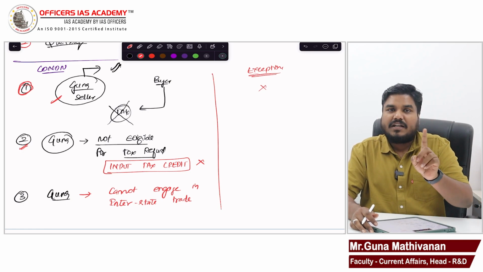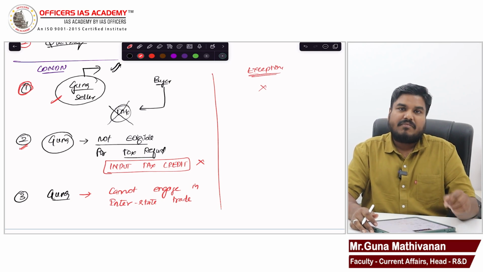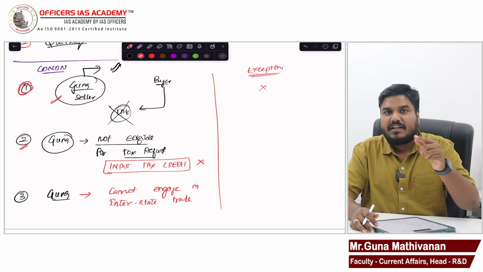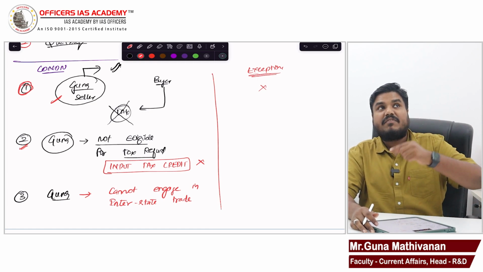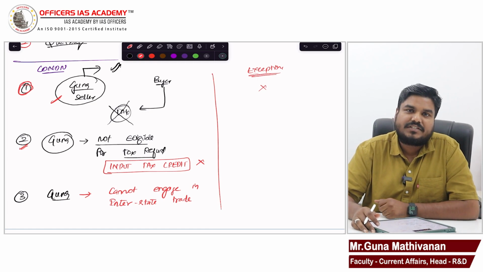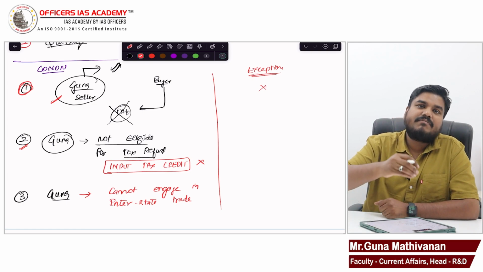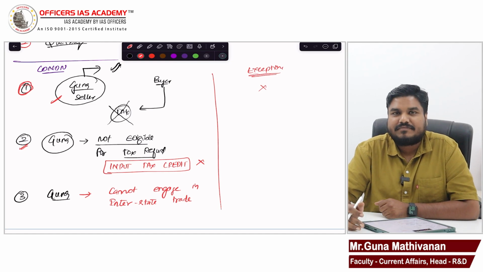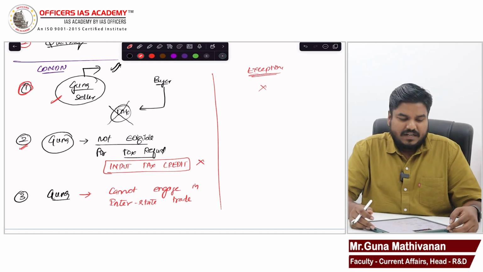The seller should not collect the tax from the consumer. The seller is not eligible for the tax refund. The seller cannot engage in interstate trade, between the states. There are certain items which are exempted from getting benefits from this composition scheme. I hope you got some clarity.